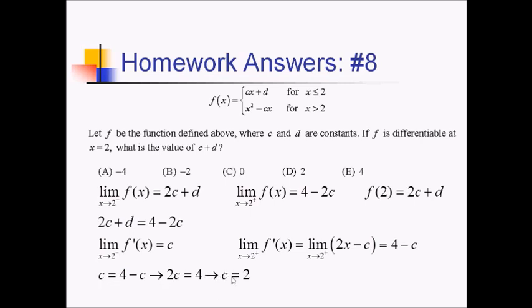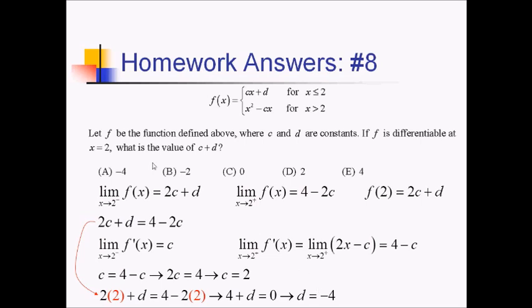Now that I know the value of c, I can go back and solve for d in this first equation I wrote. So I'm going to rewrite this as 2 times 2 plus d equals 4 minus 2 times 2. So moving things around a bit here, we've got 4 plus d and 4 minus 4, which is just 0. So then that means d must equal negative 4. And that answer choice, well, we're not ready to pick an answer choice yet.